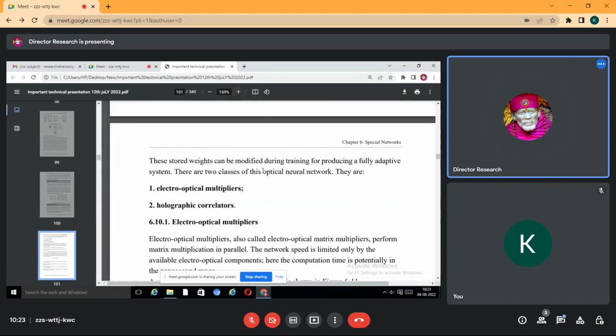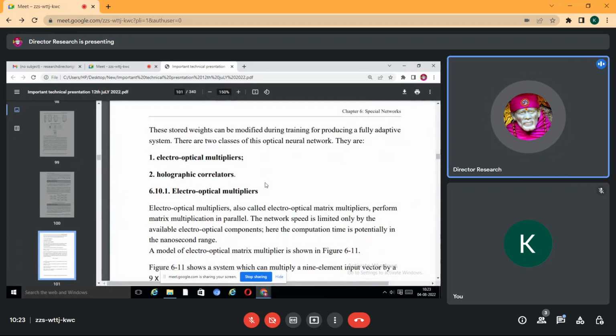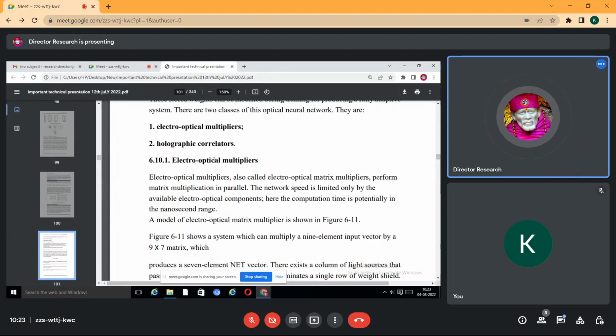These stored weights can be modified during training for producing a fully adaptive system. There are two classes of these optical neural networks: electro-optical neural networks and holo-optical correlators.